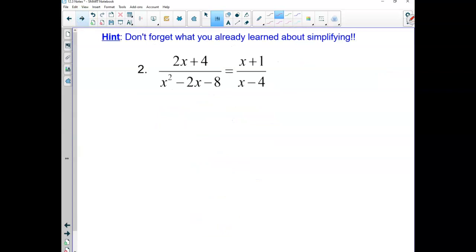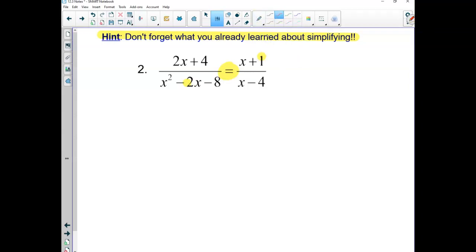Why don't you guys go through and give number 2 a try, and please, there's a wonderful hint on here. Don't forget about what you learned about simplifying, right? If you have fractions, it's always very intelligent to simplify fractions. But notice, I can only vertically simplify because this is not a multiplication symbol, it's an equal sign, so I cannot cross simplify, all right? I can only vertically simplify here, so I'm going to hit pause.